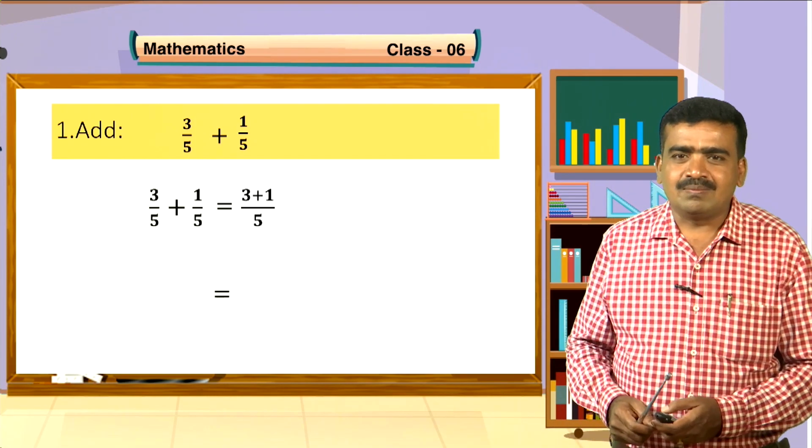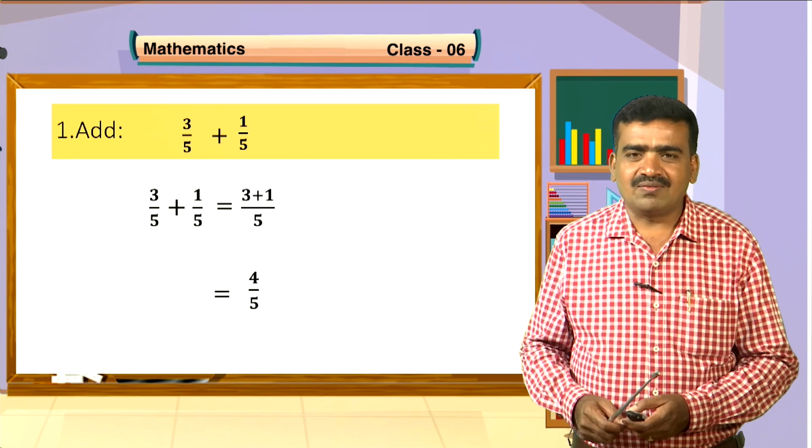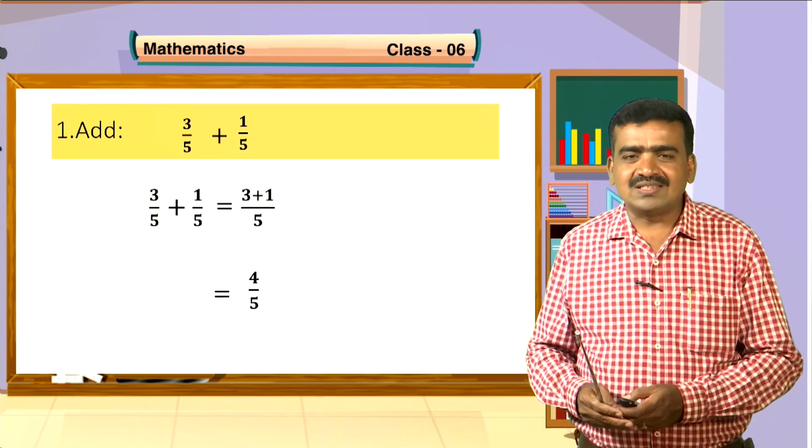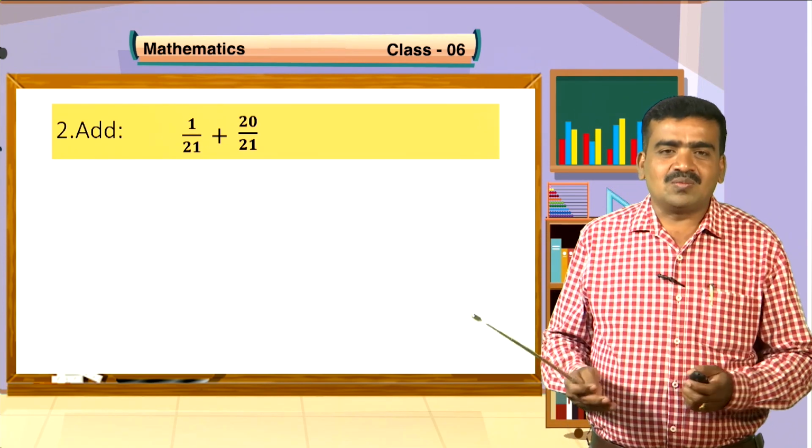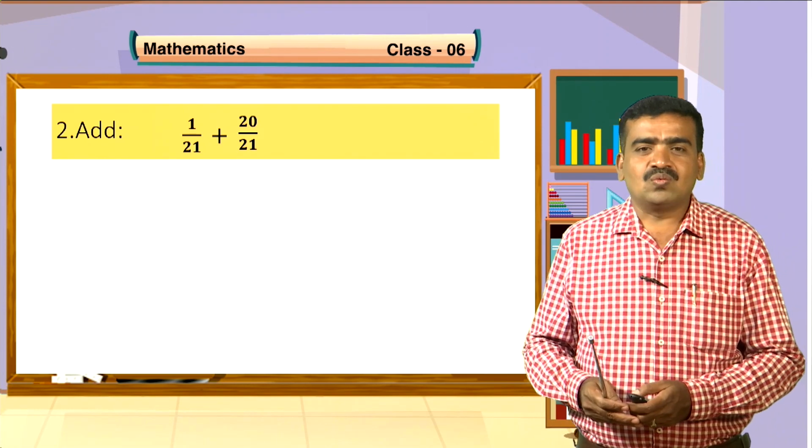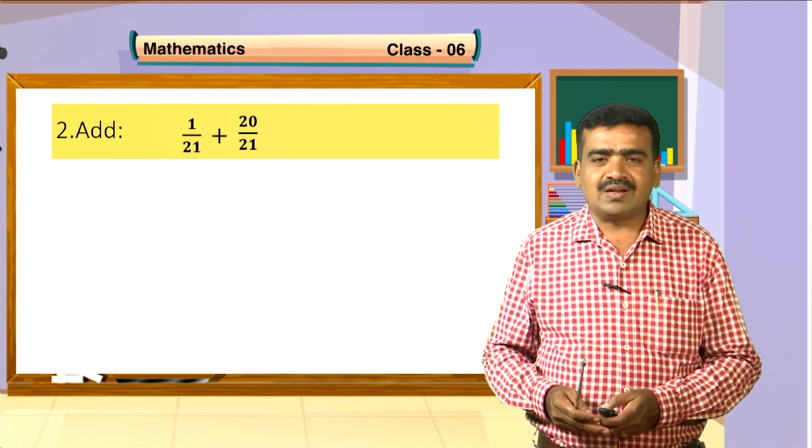3 plus 1 will be 4. 4 by 5 is the answer for this fraction. Now, come to the second example: 1 by 21 plus 2 by 21.